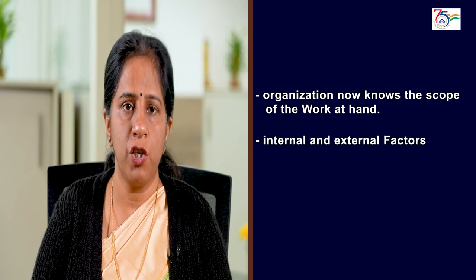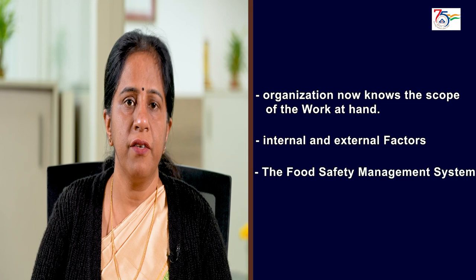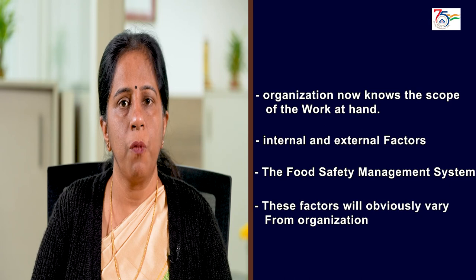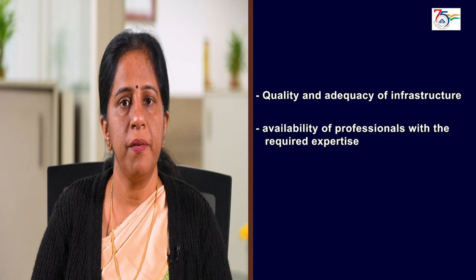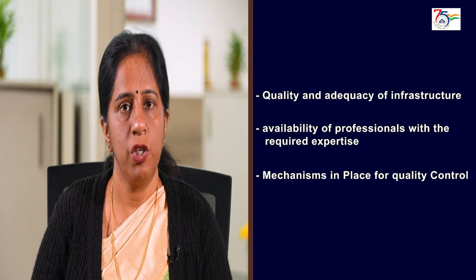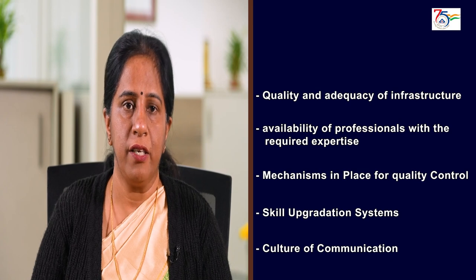The next obvious question is, what could be the internal and external factors which can affect the food safety management system of any organization? These factors will obviously vary from one organization to another, but for the sake of understanding, we can name a few examples. Examples of internal factors are quality and adequacy of infrastructure, availability of professionals with the required expertise, mechanisms in place for quality control, skill upgradation systems, culture of communication, etc.